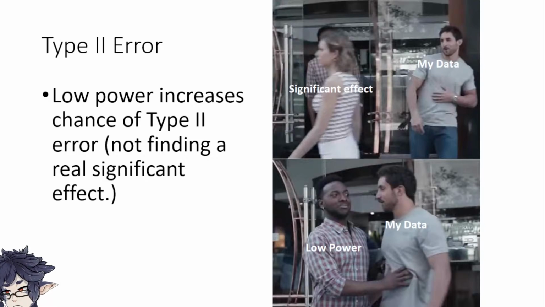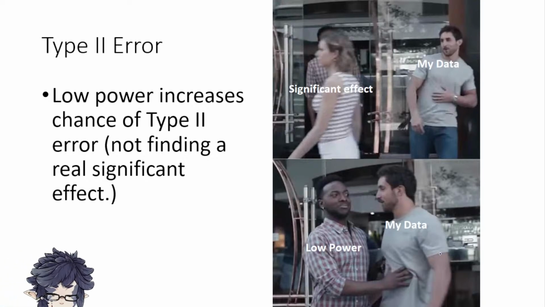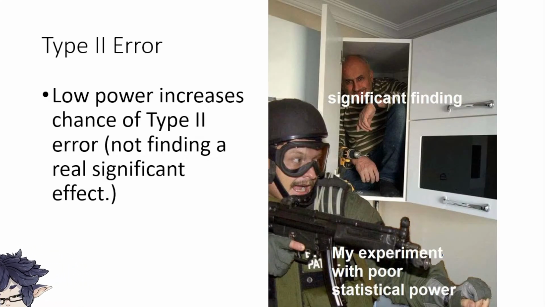Low power increases your chance of a type 2 error, so my data looking at a significant effect but is stopped by low statistical power. Here's another one. Low power increases, so another type 2 error one. My experiment with poor statistical power. Significant finding, completely missing it.